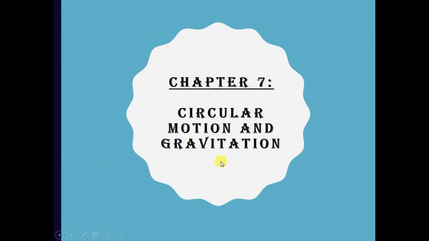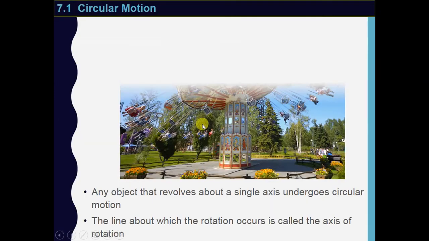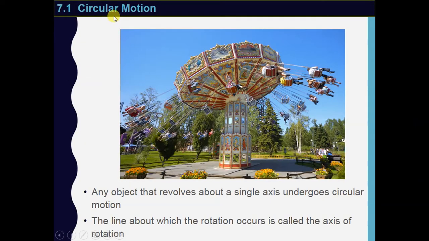Good morning, everyone. Today we will start with Chapter 7, Circular Motion and Gravitation. Section 1, it's about circular motion. First of all, what is the meaning of circular motion? From its name, circular motion, it means an object moving in a circle, right?